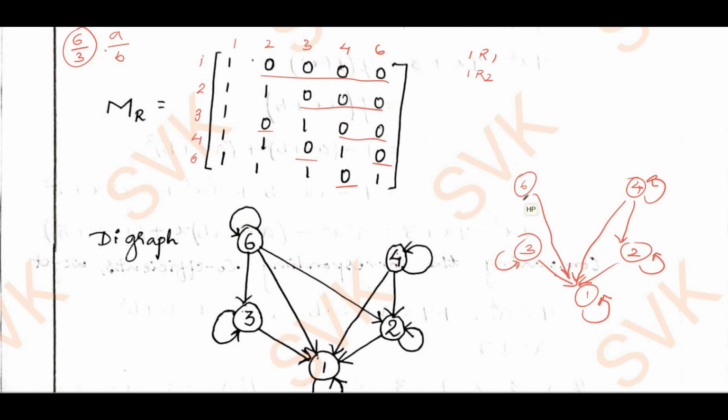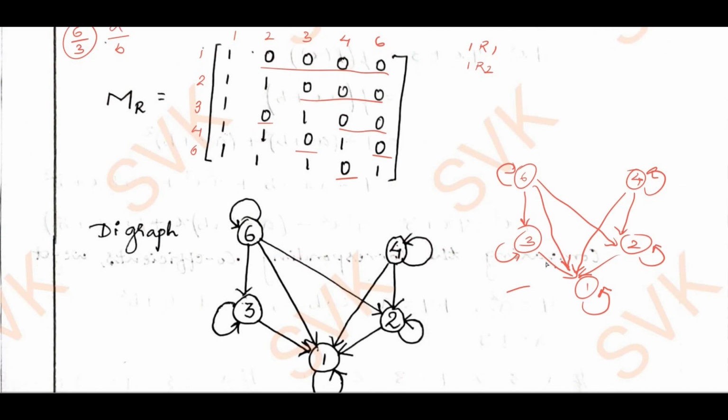Then 6 to 3 there is a relation. Draw a line 6 to 3. Then 6 to 2 is also a relation. Draw a line. Then 6 to 6 there is a relation, so draw a loop. This is called the digraph of a matrix, or the digraph of the given relation.